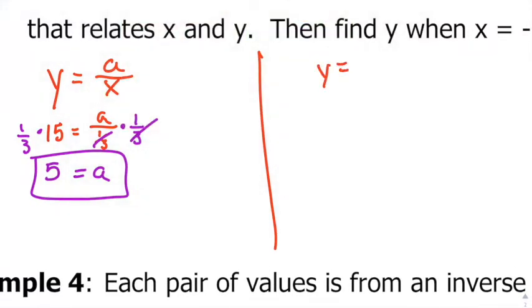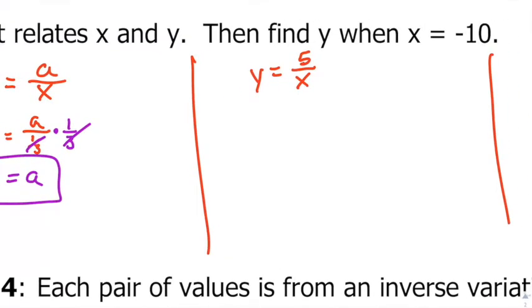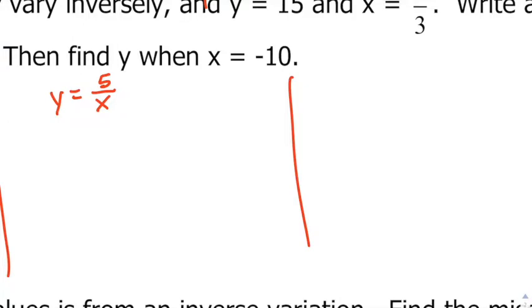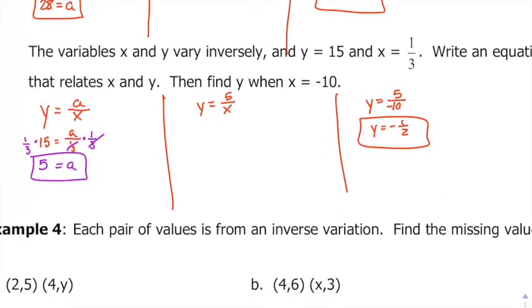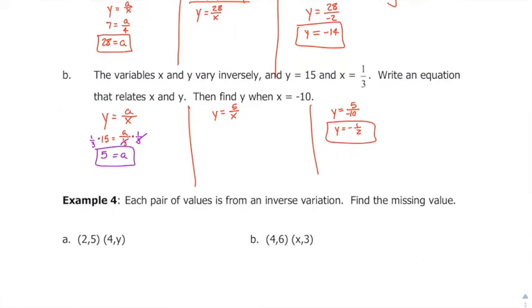Now we're going to take that and plug it in for a. So 5 over x. There's your equation. And then the next thing is to find y when x is negative 10. So plug in negative 10. And that gets us negative 2 here. Or no, not negative 2. Let's try that again. Let's try negative 1/2. Late at night. All right, so that's that right there. Pretty easy. There's your equation. Yep, so there you go.